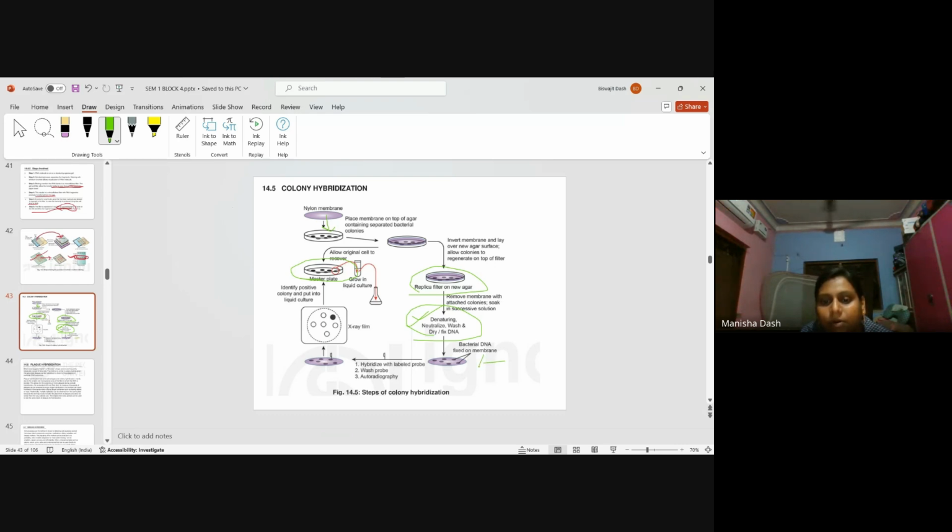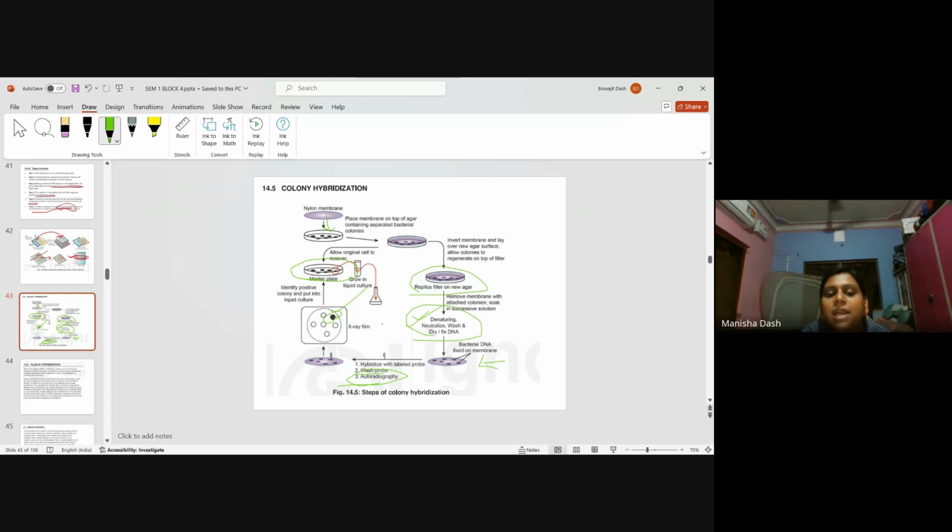And again you can follow the steps: hybridize with the labeled probe, then wash the probe, meaning if the probe is not bound, it should be removed, and then you subject it to autoradiography. Whichever colony has the gene of your interest, only there will the probe bind. So when you subject it to X-ray filming, what will you get? Only one colony will show the positive value. That means only this colony of bacteria has the gene of your interest.